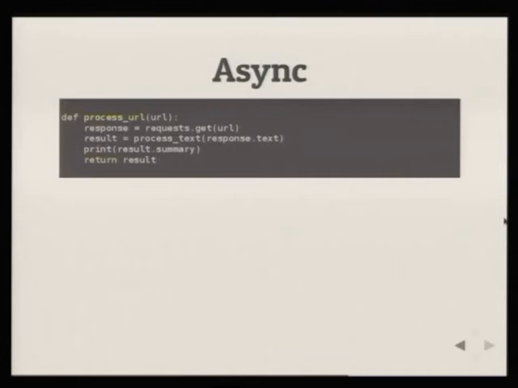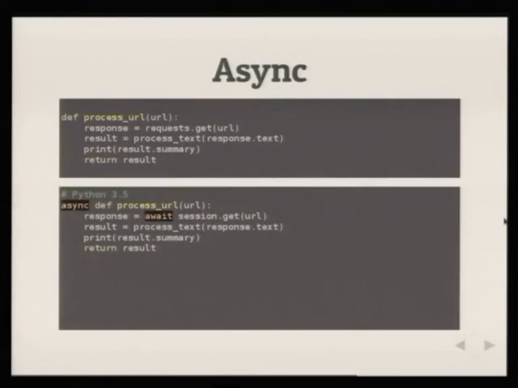So let's see. Let's say you have some function like this. You get some web page from somewhere. You process it and return some result. The problem with this is this takes some time and it blocks your application. Your program could be doing something more interesting than waiting for some server to get the web page.